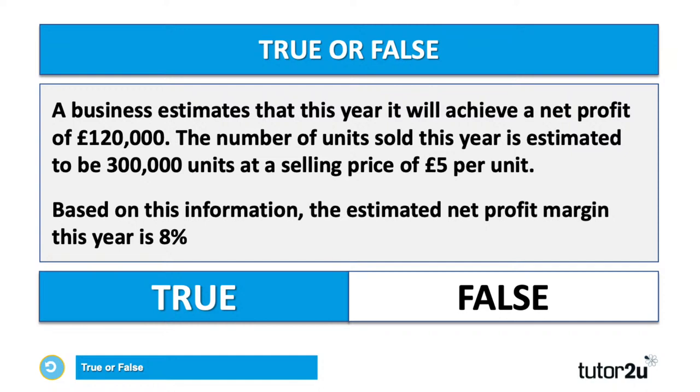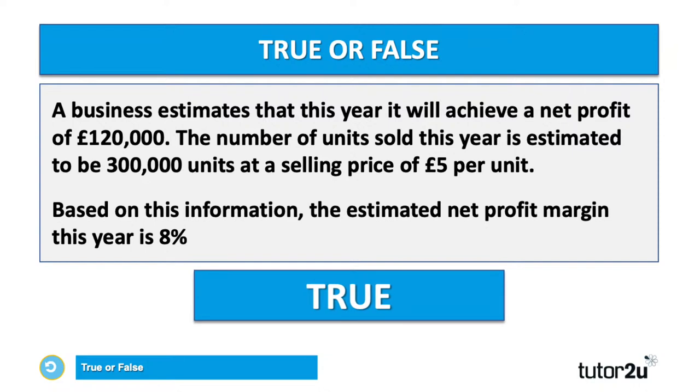So we need to work out, first of all, what the sales revenue will be, and then we can work out the net profit margin based on that. And then decide whether it will or will not be 8%, whether that is true or whether it's false. Let's have a look at the answer, please, Jim.